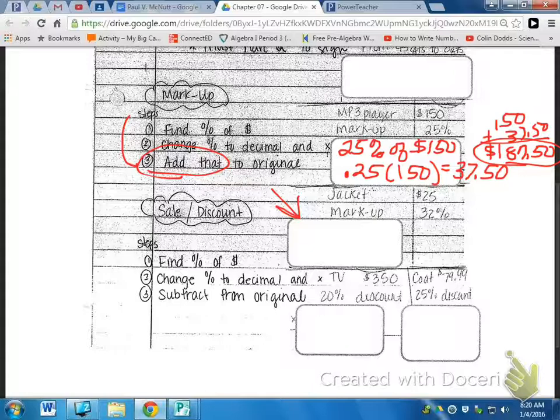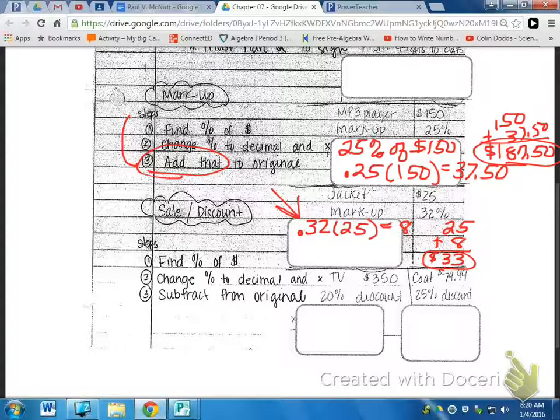Okay, Tori, what should we do? You need to change 32% to a decimal. Which is? 0.32. So 32% is 0.32. And then multiply by 25. So 0.32 times 25, and I get 8. So now what am I going to do, Tori? Add it on to 25. Yep, so 25 plus 8, what does that mean? $33. $33 for that jacket. $33, that's a markup of 32%. Good.